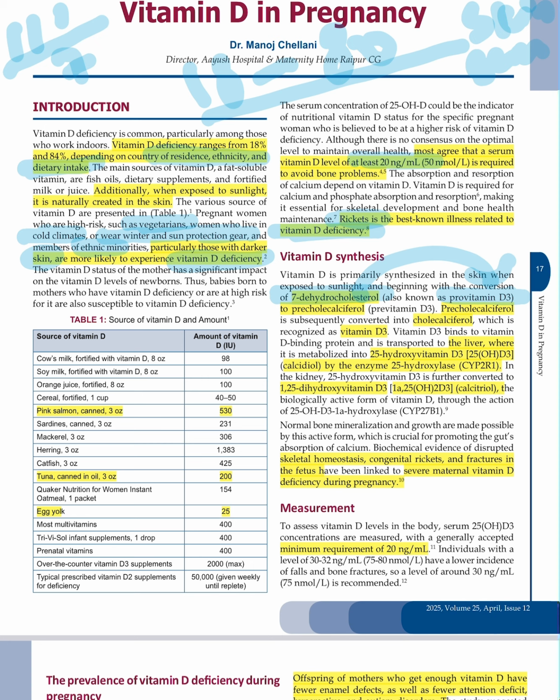So 7-dehydrocholesterol becomes precholecalciferol. It's a pre-vitamin D3. This precholecalciferol is converted into cholecalciferol, which is nothing but vitamin D3. So pre-vitamin D3 becomes the vitamin. If you don't remember the words, remember: pre-vitamin D3 converting into vitamin D3.